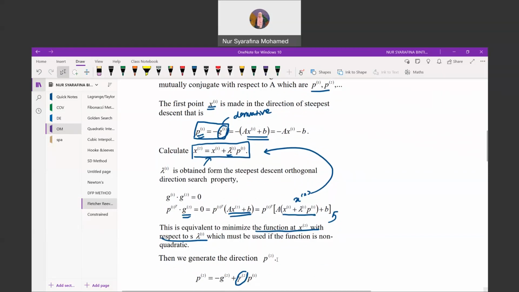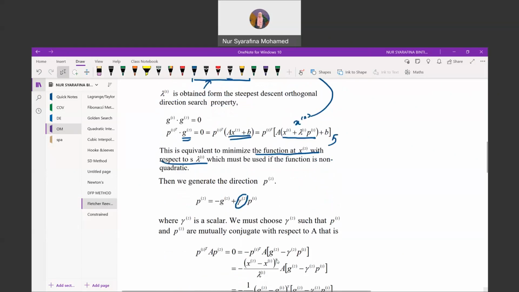Where that gamma is a scalar. We must choose gamma 2 such that P1 and P2 are mutually conjugate with respect to A. So we want it to be conjugate. P1, P2, and then again it moves. So this must be influenced by the value of gamma here.